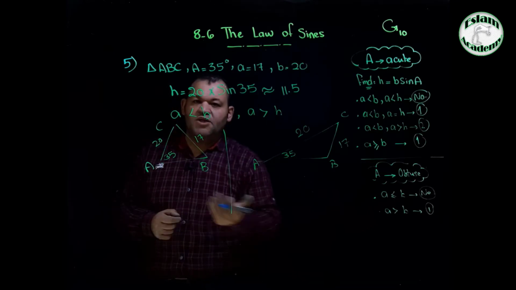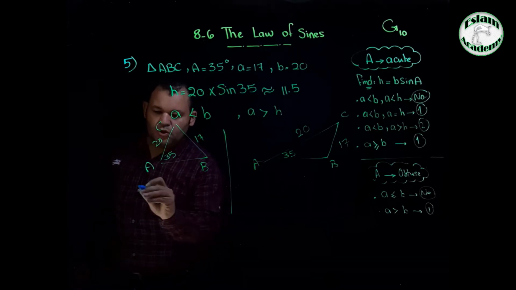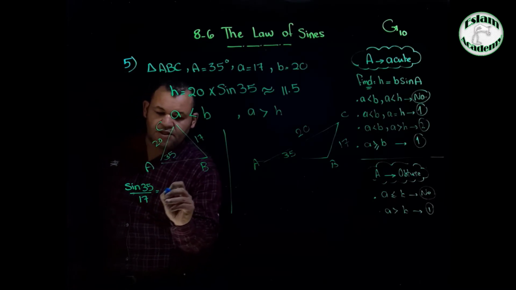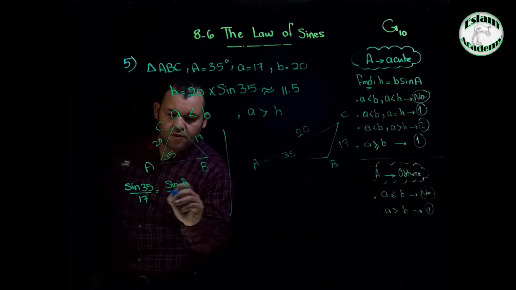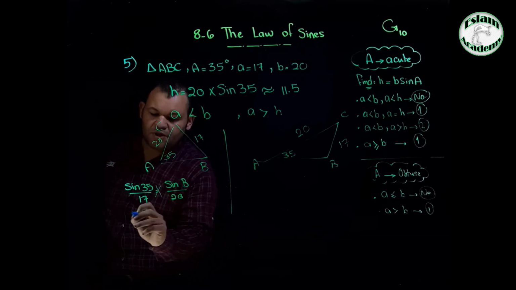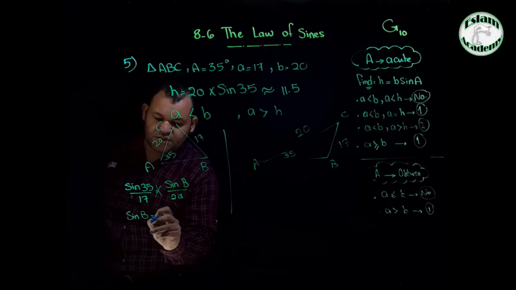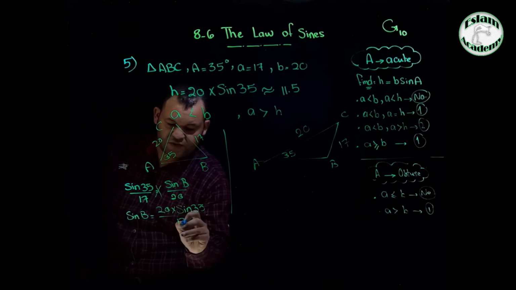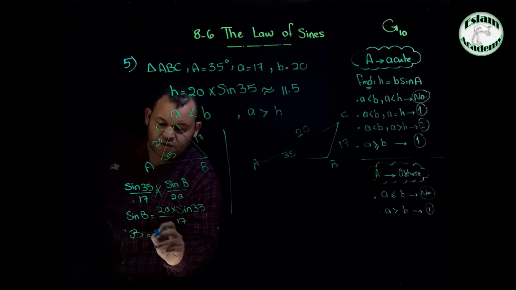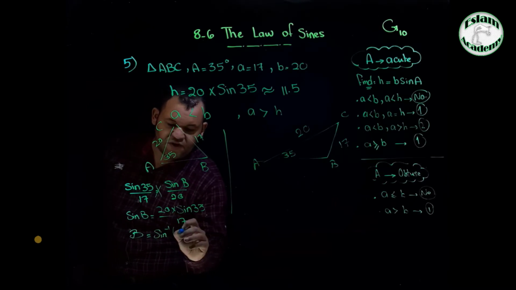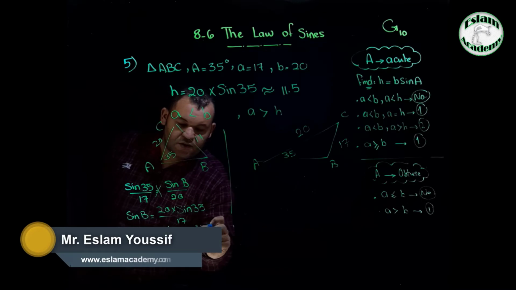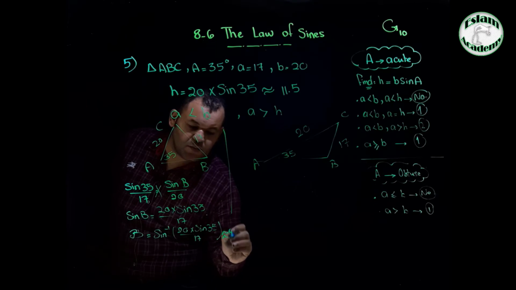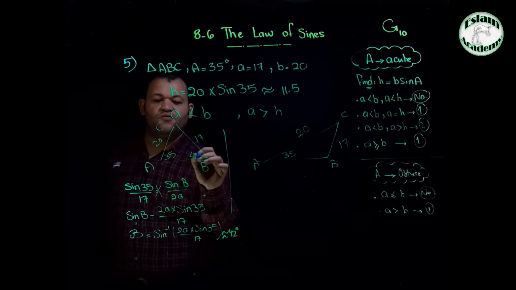Now how can we solve? As we said before, by using the sine law. So we'll start writing sine 35 over 17 equals sine B over 20. Then by using cross multiplication, sine B equals 20 times sine 35 over 17. It means measure of angle B equals sine inverse of 20 times sine 35 over 17. By using the calculator, we find that B is approximately equal to 42. That is the value of B.